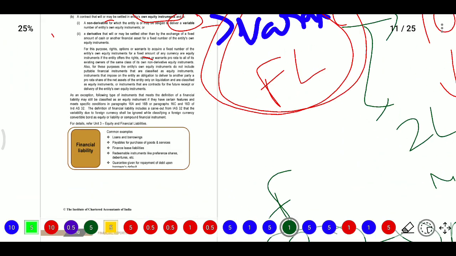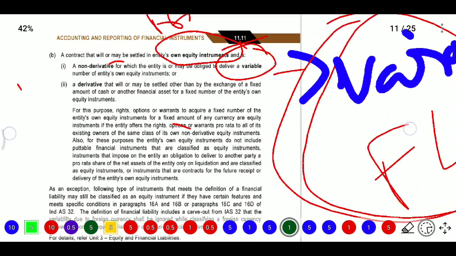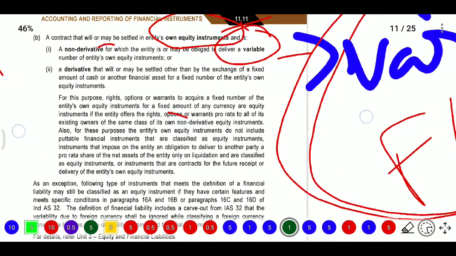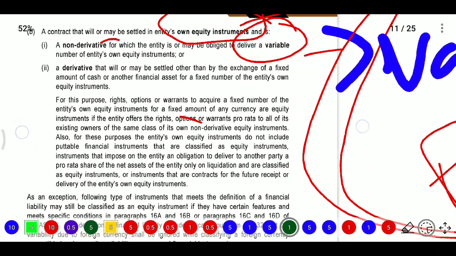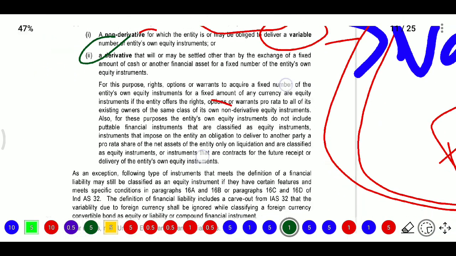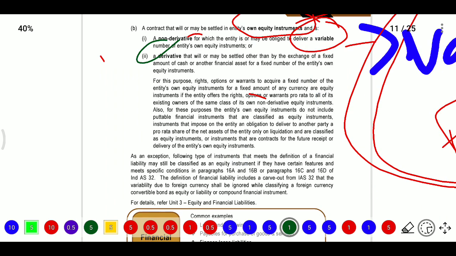When it is variable, it will become a financial liability. And a derivative that will or may be settled other than by the exchange of a fixed amount of cash or another financial asset for a fixed number of the entity's own equity instruments. In case of delivery, it will be different. For example, for derivatives we have different options: forwards, futures, options, rights, swaps, and warrants.